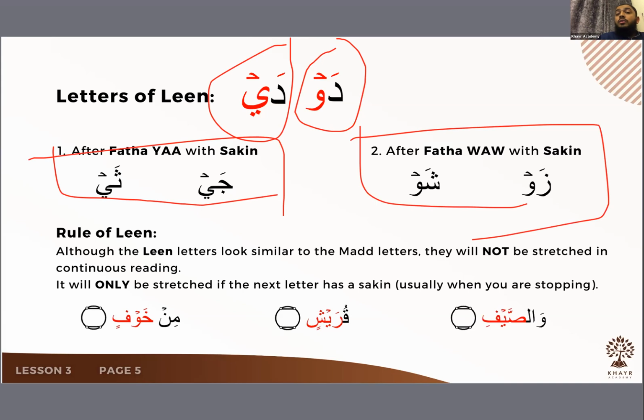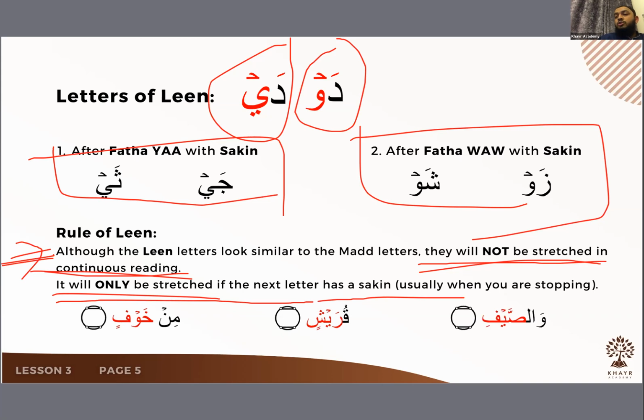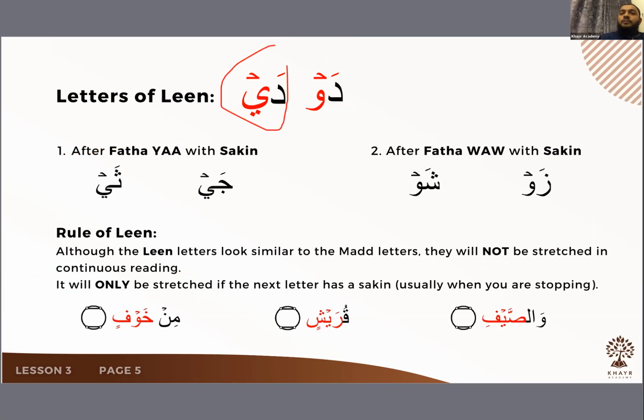The rule of lean: although the lean letters look similar to mud because of the waw sakin and ya sakin, you wouldn't stretch them because they are not mud. We will only stretch them when we're stopping. They will not be stretched in continuous reading. It will only be stretched if the next letter has a sakin, usually when you're stopping. Is this clear? I'm going to go to the Quran and I'll explain it properly. But just remember the difference. If you want to take a picture of this on your phone, and when we go to the Quran, we can do it practically.